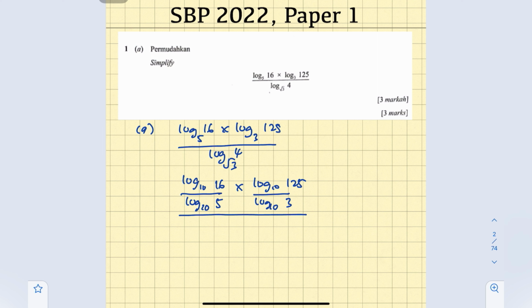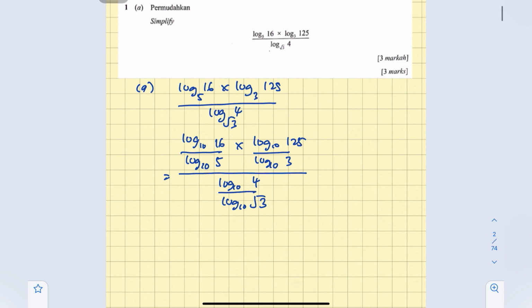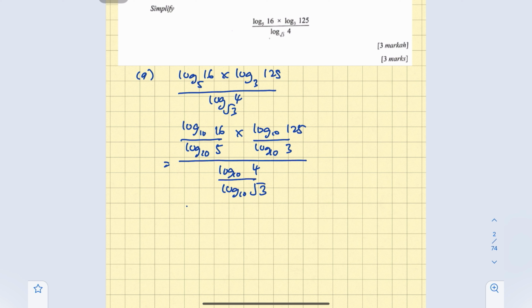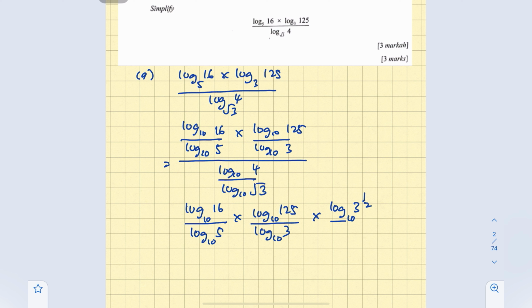Okay, log 4 base 3 becomes log 4 over log 3, all in base 10. Then we simplify this. So it becomes log 16 base 10 divided by log 5 base 10 times log 125 base 10 over log 3 base 10. The division becomes multiplication, so we flip it. So log 3 is 3 to the power of half base 10 over log 4 base 10.